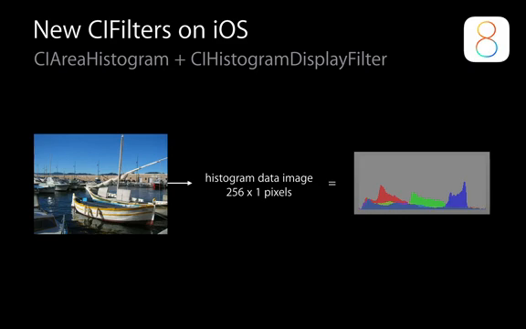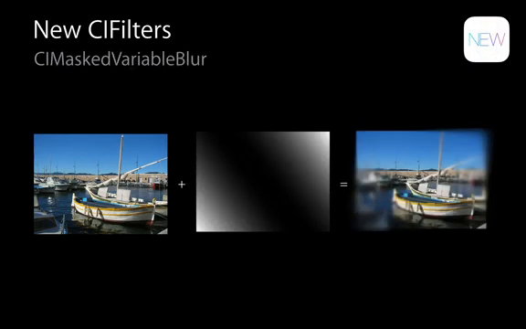However, oftentimes you also want to display this histogram to the user. So we have a second filter, which is CIHistogramDisplayFilter. And it takes as an input this 256 by 1 pixel image, and it produces a pretty graph with red, green, and blue graphs in it, just like this. It's very easy to use in your application. You just chain together these two filters.